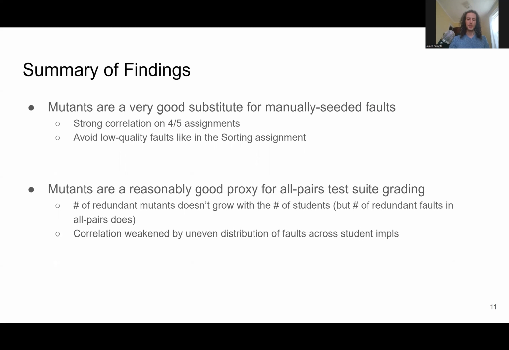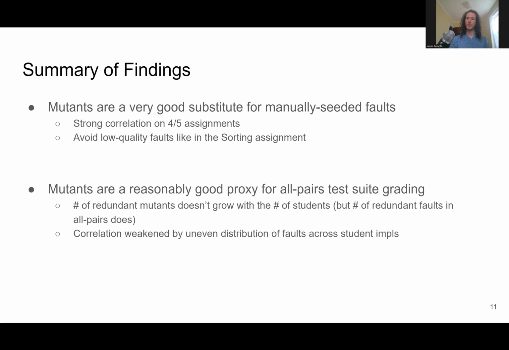To summarize our findings, first, mutants are a very good substitute for manually seeded faults. We saw a strong correlation between mutant detection and manually seeded fault detection on 4 out of 5 assignments. Generating mutants automatically can help avoid low-quality faults like the ones we saw in the sorting assignment.